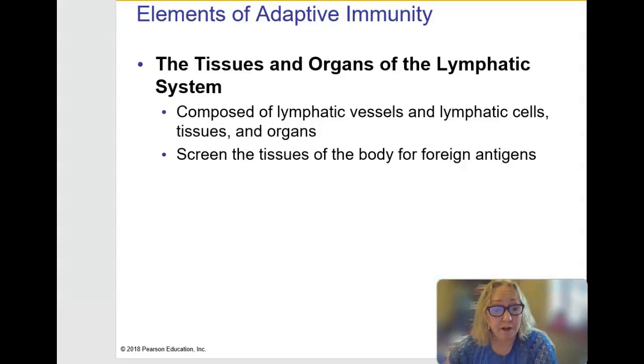Okay, brief overview of the lymphatic system. Remember, I said these guys are hanging out in the lymphatic system. They're just cruising around looking for stuff. The lymphatic system is composed of lymphatic vessels, lymphatic cells, tissues, and organs, and part of its job is to screen the tissue for foreign antigens. So your lymphatic system has B lymphocytes, and they're just cruising for the antigen, right? That's what they're looking for.